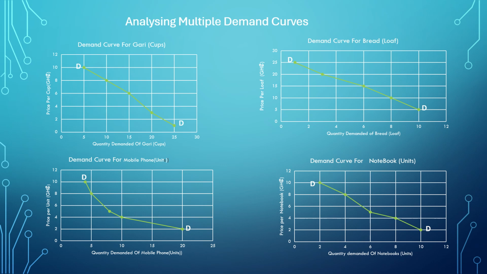On the screen, I'm showing you four demand curves for different goods. One, gari, that's cassava meal. Second one is bread. Third one is mobile phone credit, or mobile phones. And the fourth one is notebooks. I want you to observe these curves carefully. Look at their shapes. Look at how they are positioned.